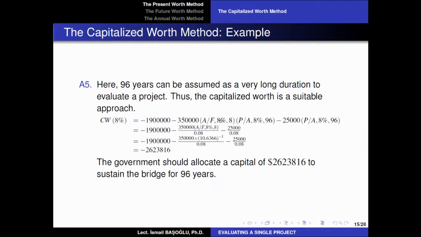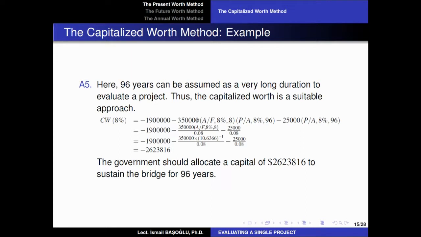So we are basically trying to calculate the installment amount that we need to put aside in the end of a year in order to collect $350,000 in 8 years. So by multiplying this value with A over F, we are going to find the uniform counterpart of this $350,000. Okay. So 300,000 plus 50,000, $350,000 here.